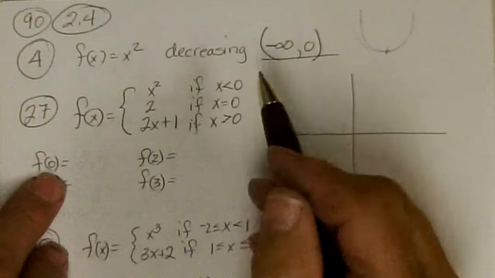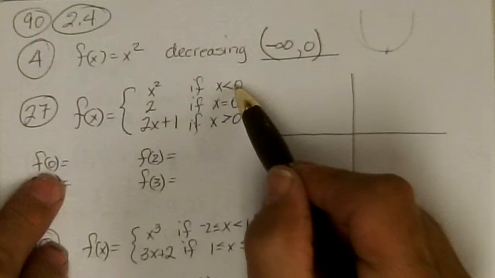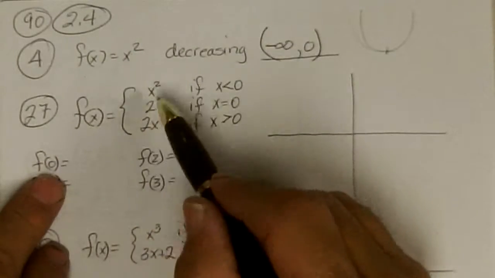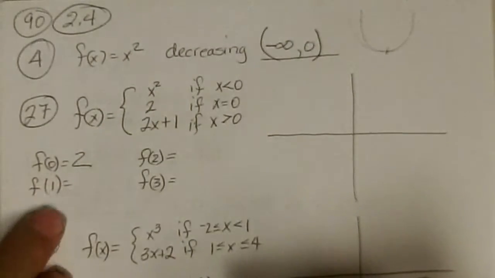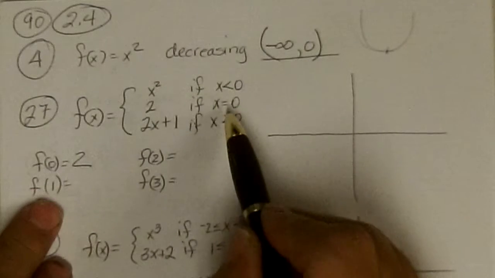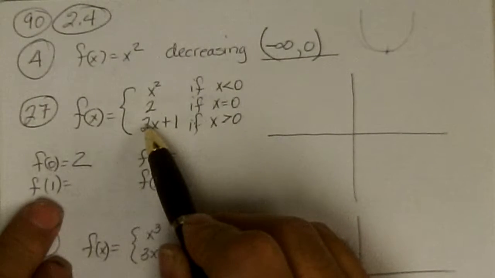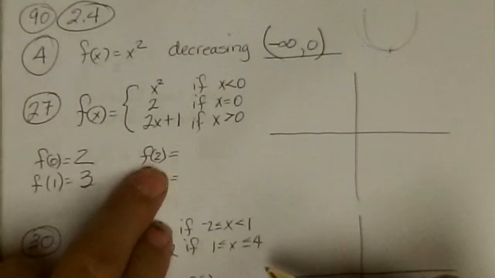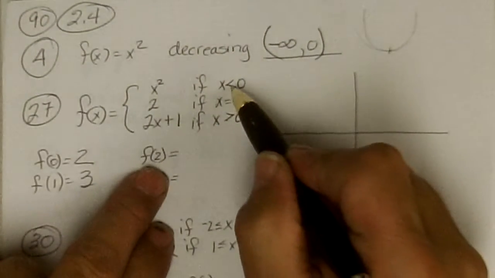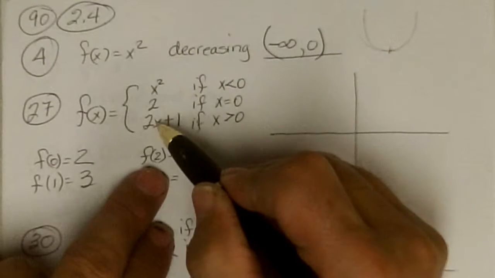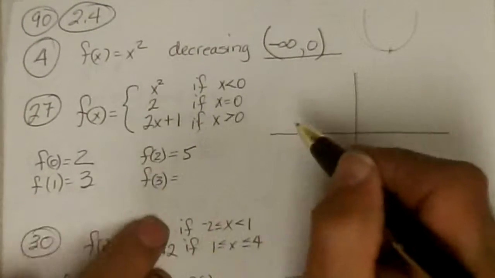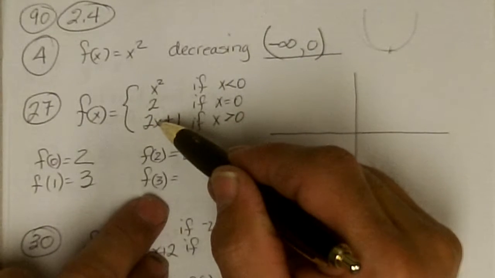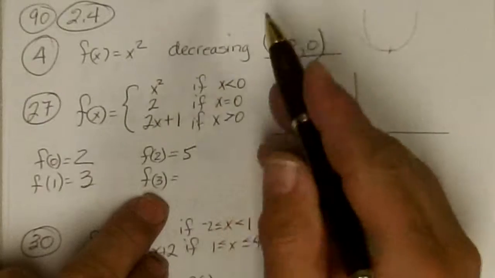Well, I'm going to find the points for, first, 0. Do I plug 0 in here or here or here? It looks like it fits this condition. So f of 0 is just 2. 1. 1 is not less than 0, it's not equal to 0, it's greater than 0. Put 1 in there. 2 times 1 is 2, plus 1 is 3. F of 2. 2 is not this one, not this and this one. 2 times 2 is 4, plus 1 is 5. And 3 is also down here. 3 times 2 is 2 times 3 is 6, plus 1 is 7.